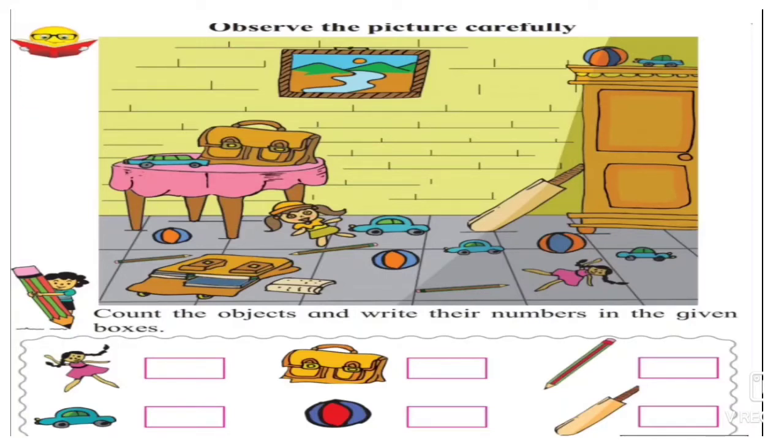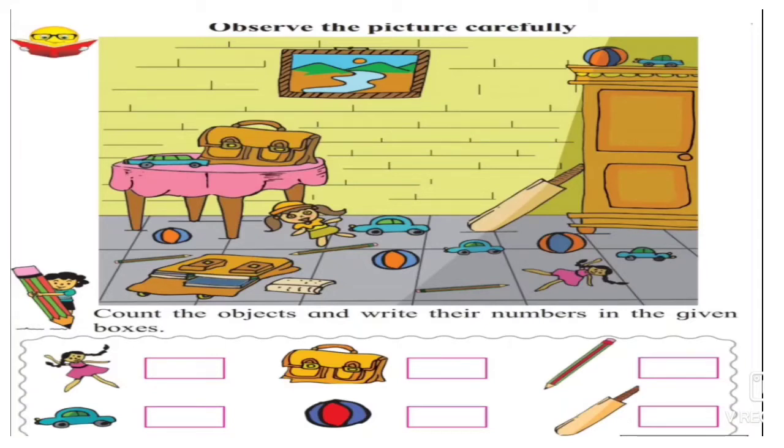Dear students, we learn the numbers from 1 to 9. Now we will do some fun activity to learn the numbers. Are you ready? What do you have to do? You have to observe the picture carefully. You are given this picture and you have to observe this picture.